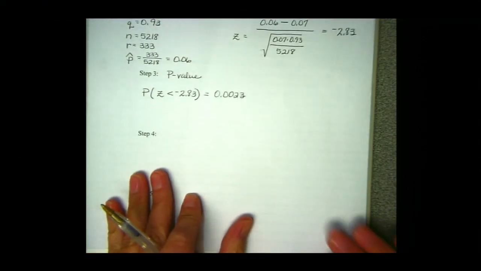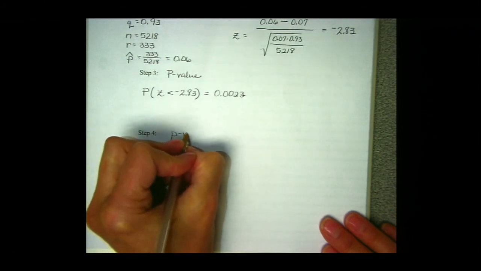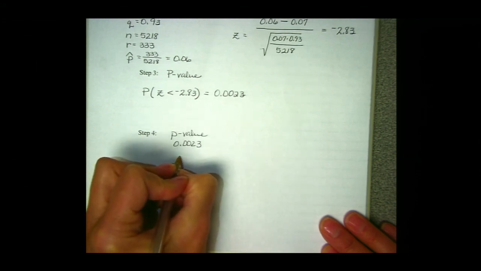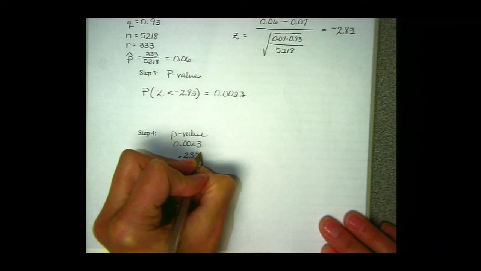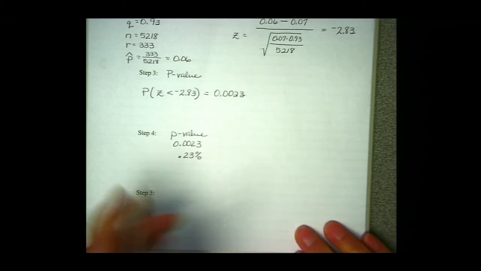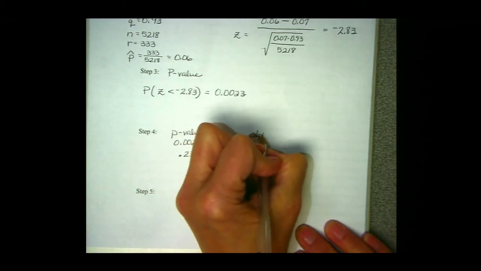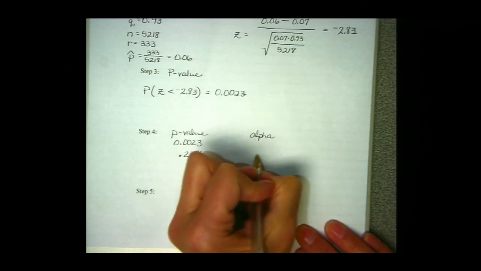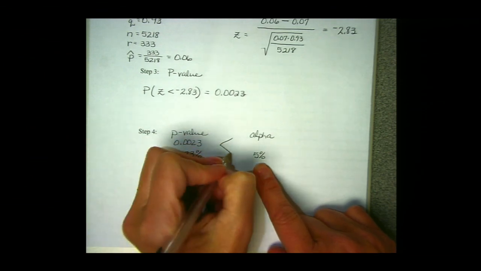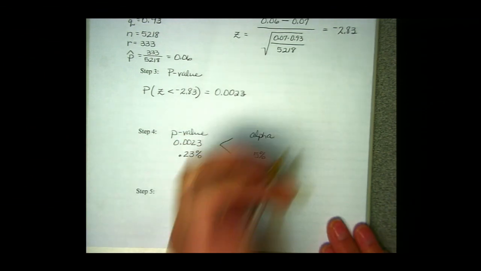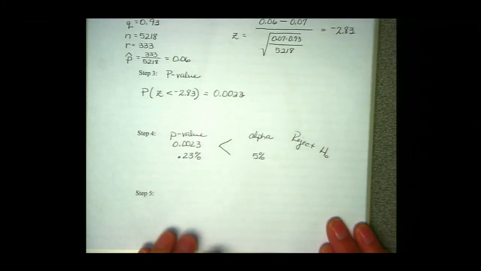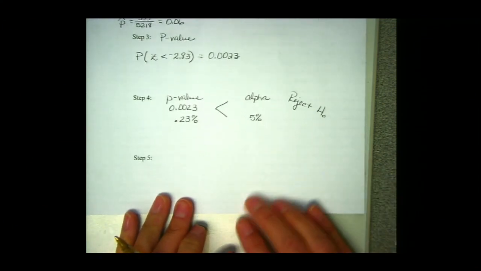So now we are going to compare our p-value. 0.0023 is the same thing as 0.23%. So this is really small because it's less than 1%. And we're going to compare that to alpha. And alpha, it's said to use 5%. Well, when I compare these two percents, the p-value is obviously less than. Less than tells me to reject the null, and when we reject, it means we have sufficient evidence.